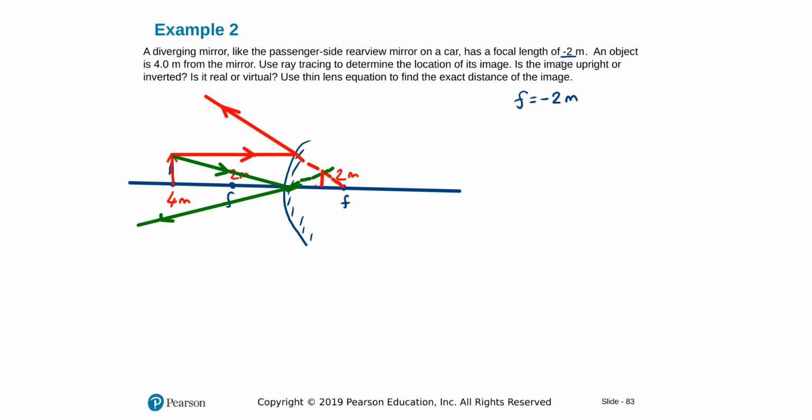And as I know, it should be so. Right side up, behind the mirror, virtual, and so on. That would be my S prime, right? That would be my S prime. And H prime would be the height of that object.